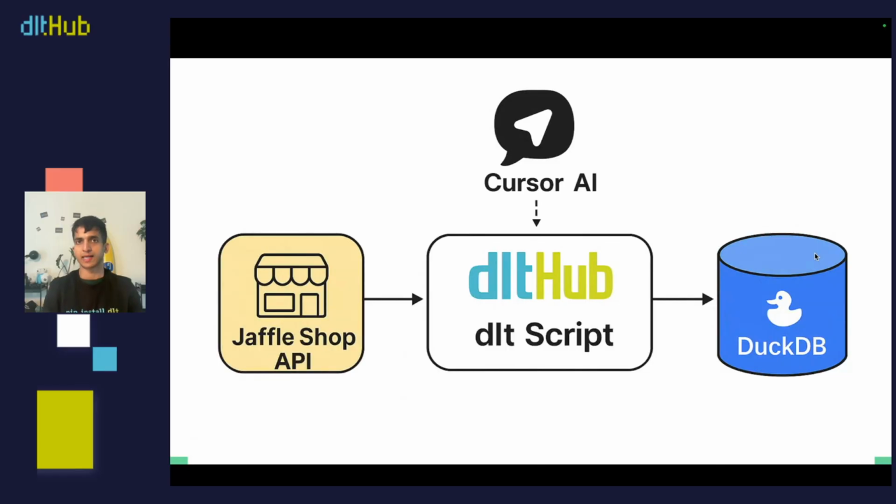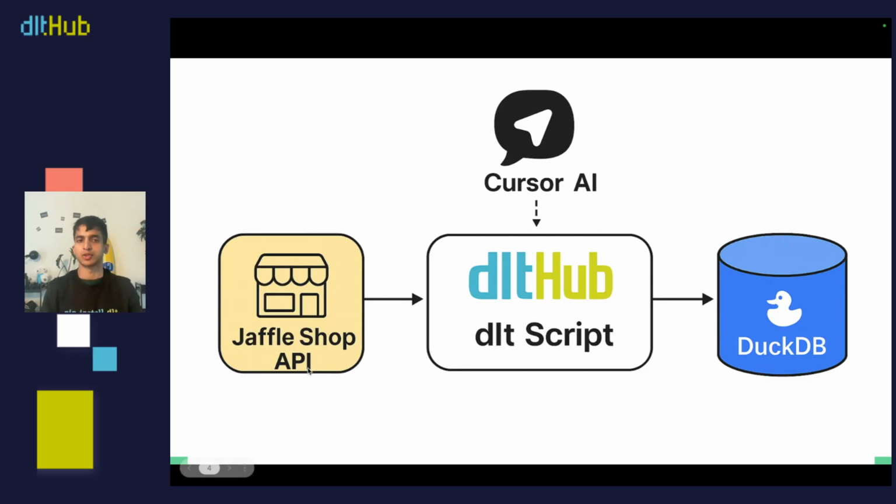So let's quickly go over the case study for this course. We will be building a very simple data pipeline that extracts data from an API called the Jaffle Shop API and stores it in a DuckDB database after some transformations. This whole process will be facilitated by a DLT script that will be created for us by Cursor AI. So let's touch upon the different components that you see in this workflow.